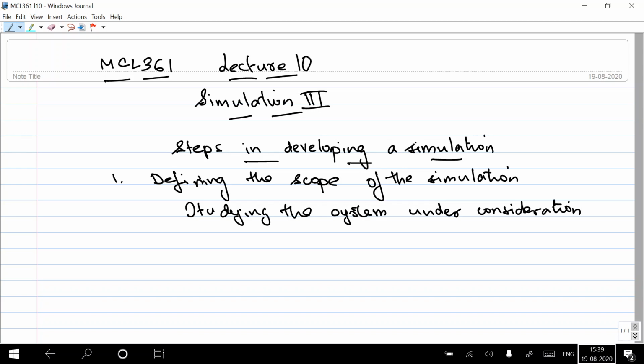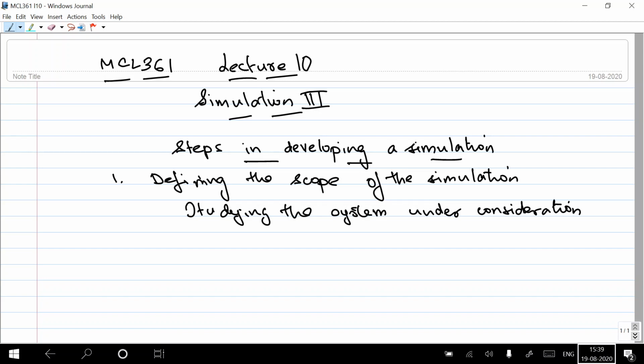So what is going to be the system for your simulation? What are you going to include in your simulation? One of the things we talked about is that if your focus is on the provision of medical care in a hospital, then you're only going to include the components of the hospital that are involved in the provision of medical care, and you will not include all the other activities.